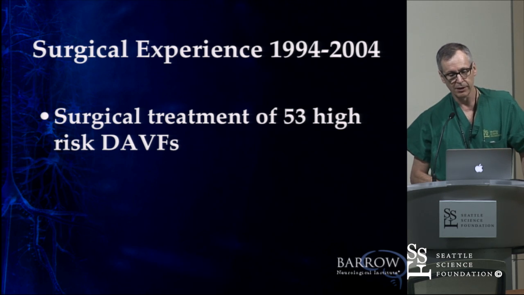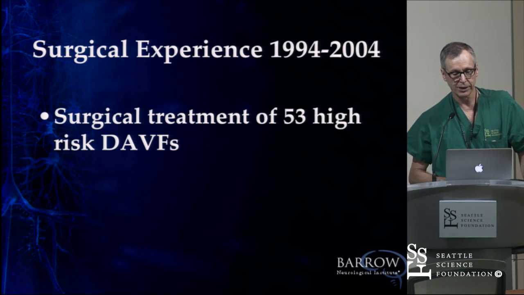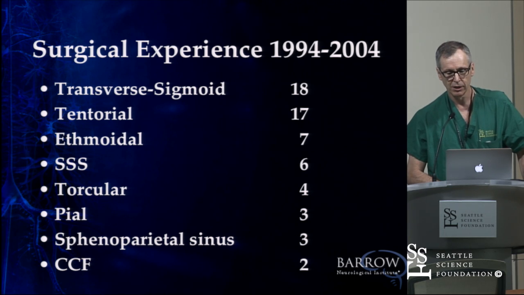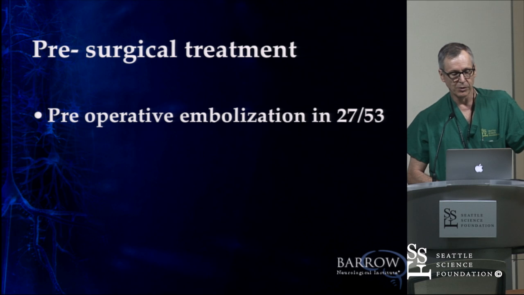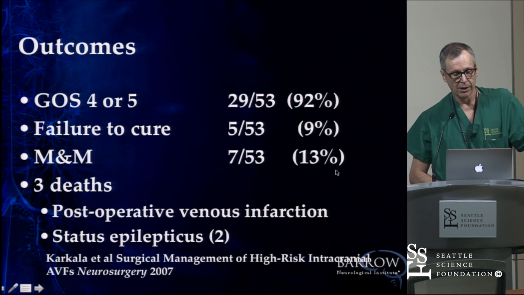In Phoenix, we looked at a 10-year experience with high-risk fistulas, so fistulas that had cortical venous drainage that were treated surgically from 1994 to 2004. And you can see the distribution, a wide variety of locations of the fistulas. The indications for treatment were either hemorrhage or neurological deficit in 3/4 of the patients. There was embolization preoperatively in about half of this surgical group. And for the outcomes, you see that we had, in this not really that old a series, good outcomes in around 92% of the patients.